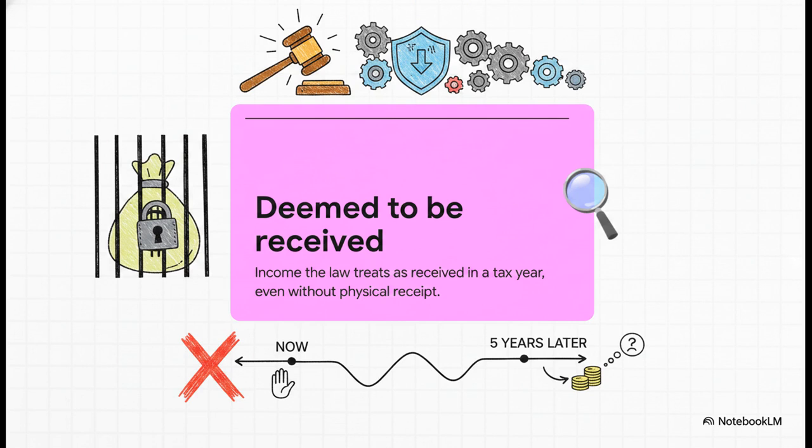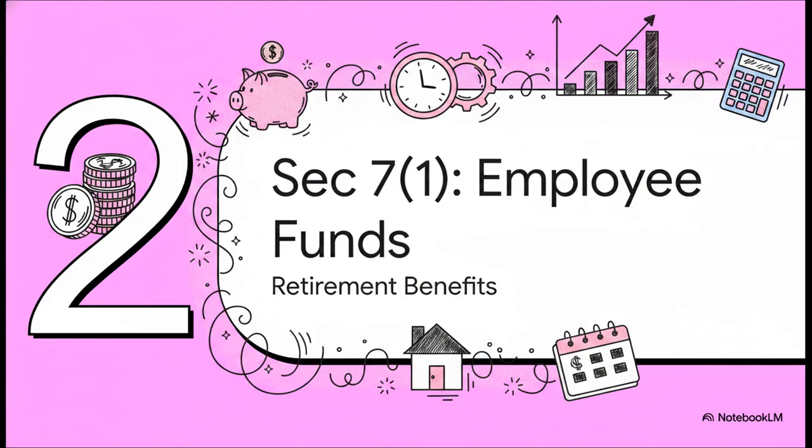The whole logic here is anti-avoidance. The law basically prevents taxpayers from deliberately delaying the physical receipt of cash just to postpone paying their taxes. Keep that logic in the back of your mind, and the rest of Section 7 is going to make perfect sense. Moving right along to Part 2, Section 7, Subsection 1, which covers employees' funds.